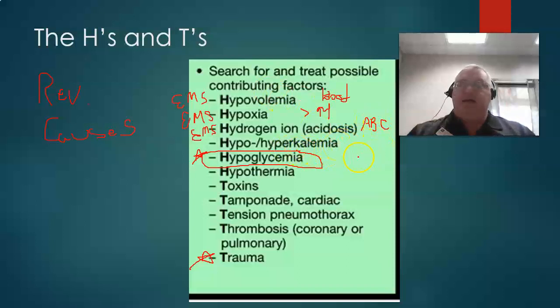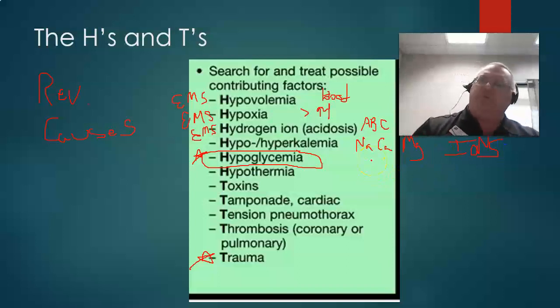Hyper or hypokalemia. And by the way, not only kalemia, I think sodium fits in there. I think calcium fits in there. I think magnesium fits in there. So any of the ions, okay, at this point, if it's hyper or hypo. The common one that causes problems is, of course, the hypokalemia.